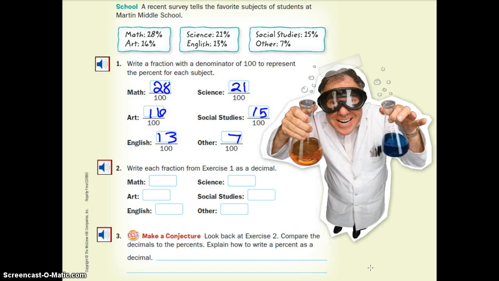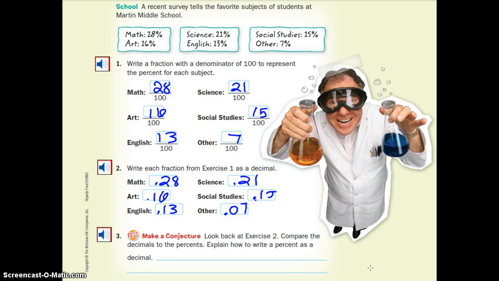Exercise 2, write each fraction from exercise 1 as a decimal. Math would be 0.28, science would be 0.21, art would be 0.16, social studies would be 0.15, English would be 0.13, and other would be 0.07.